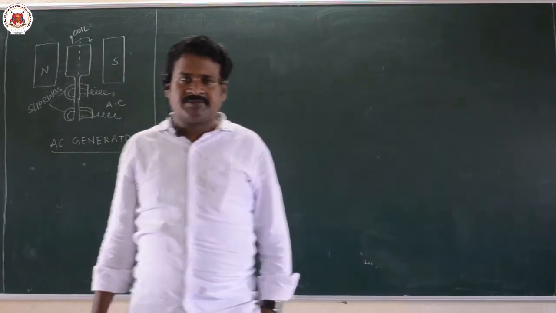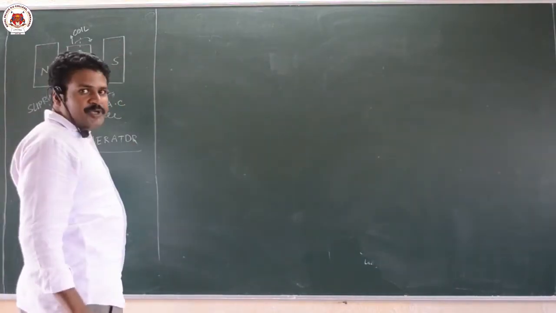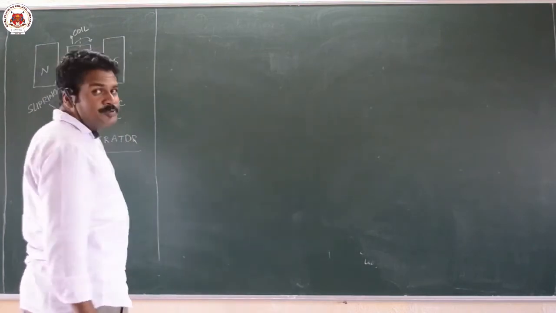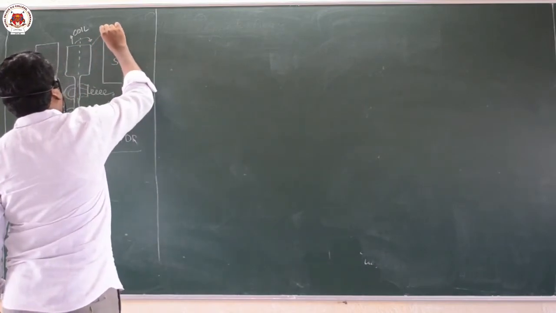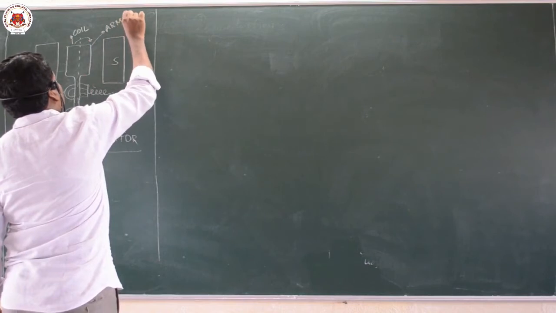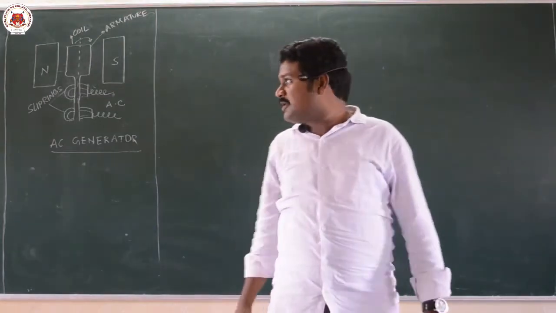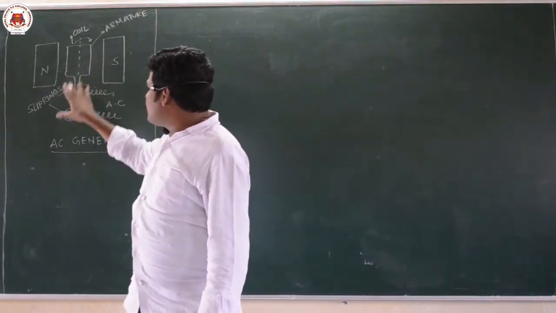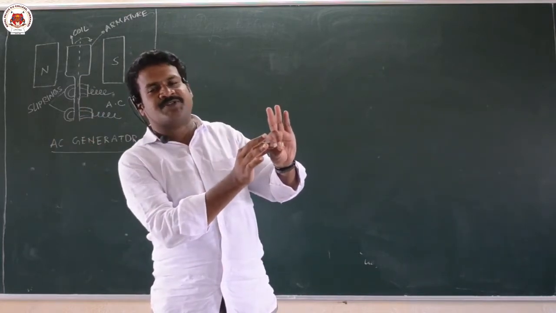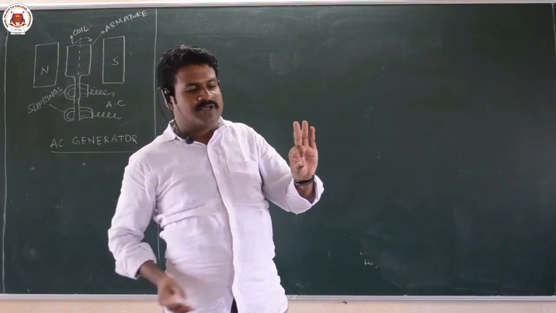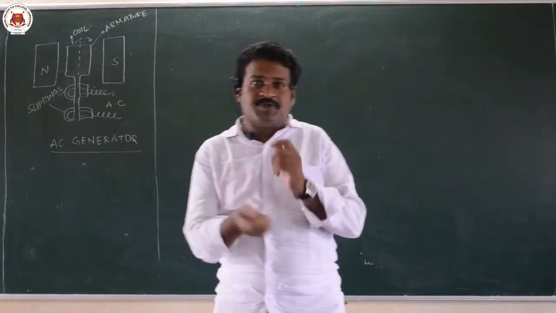So here in this generator, it is very simple. Between a horseshoe magnet, or between two poles, the north pole and the south pole, we will keep one coil, which is also called the armature. This armature is attached to two rings, and these rings are connected to an external source, a mechanical source which can rotate it.